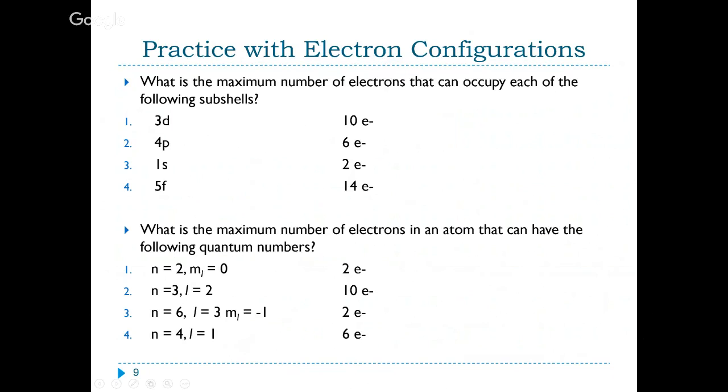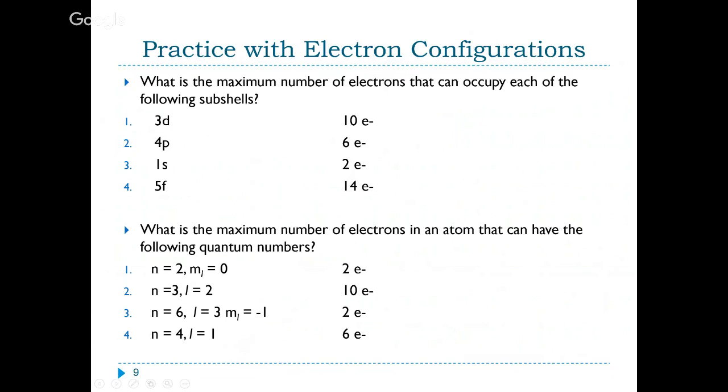Once again, energy level only tells me the determination of my L and M sub L values. So when L equals 2, that tells me that I have a D subshell. A D subshell can have a maximum of 10 electrons. So the maximum number then would be 10 different electrons with these 2 numbers in common.